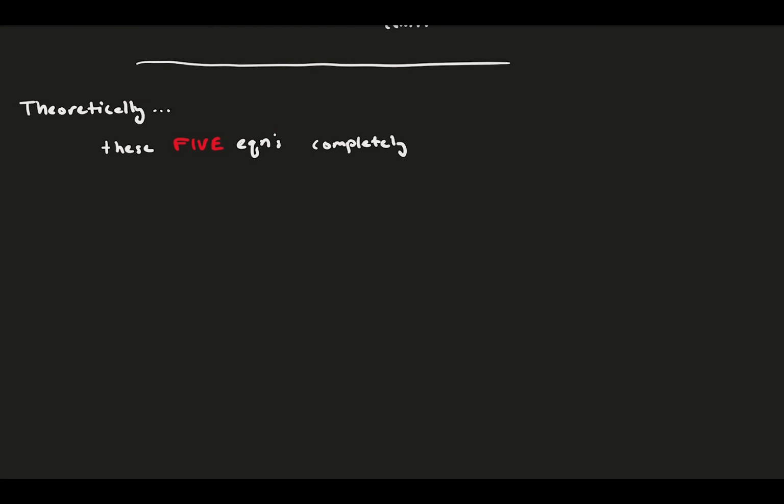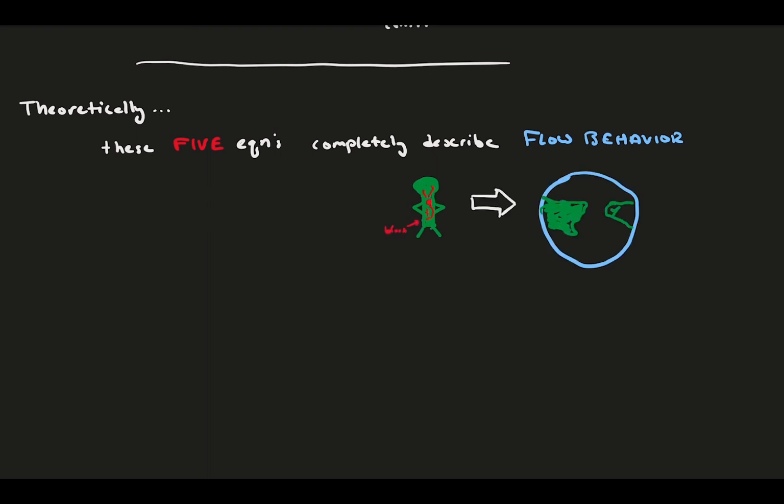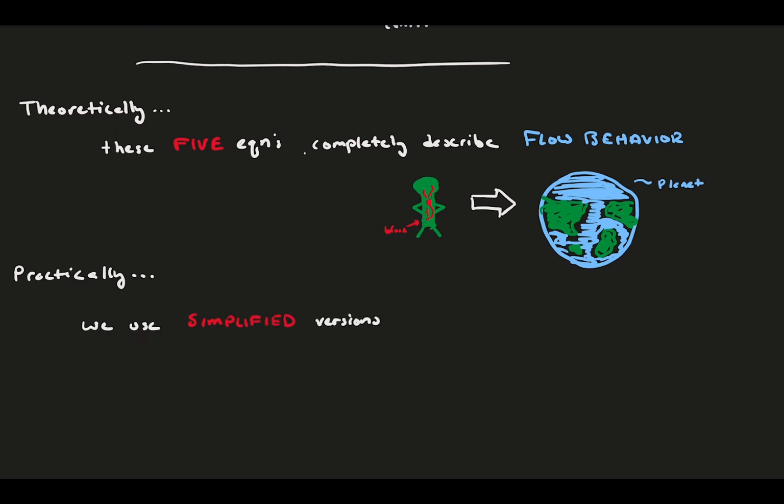Theoretically, these 5 equations fully describe every fluid flow ever, from the blood flowing through our bodies to the ocean and atmospheric flows on our planet. However, they're not even remotely solvable in their full form, at least not with current technology. In practice, we use simplified versions of these equations that work for very specific flow situations. And even then, with all of our fancy assumptions, it still might not work.